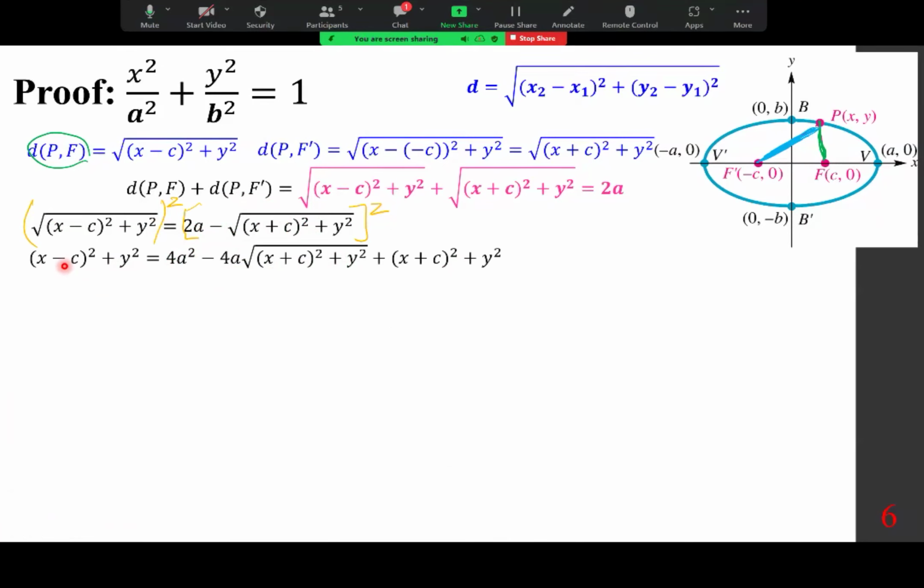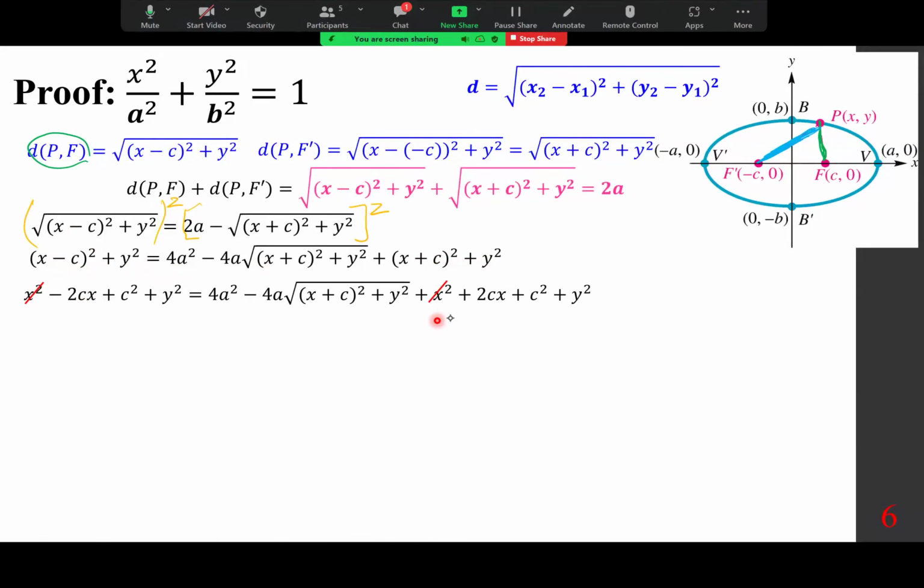Now we are going to square this and see what happens. Quickly, x squared minus 2cx plus c squared. This remains, this remains, this remains. x squared plus 2cx, or 2xc, plus c squared plus y squared. We don't move things around. x squared identical, we drop them from both sides. c squared and y squared identical, we drop them from both sides.